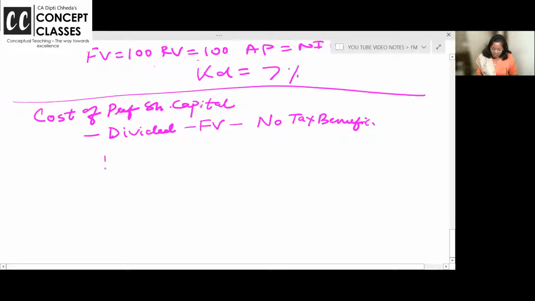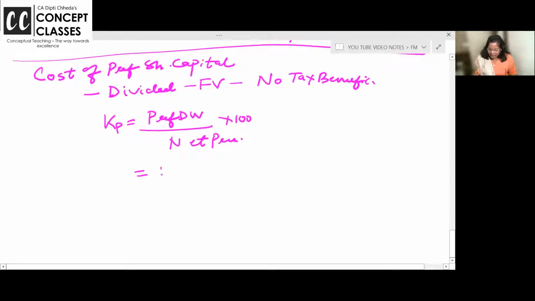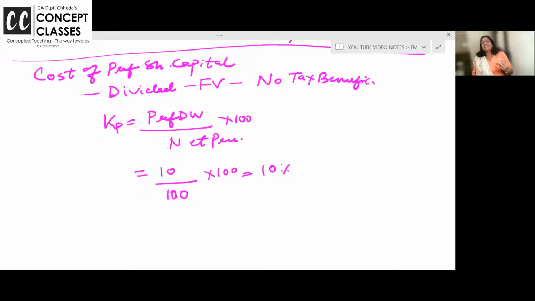So now KP is preference dividend divided by net proceeds, NP, into 100. So if I am paying 10% preference dividend, that is 10 rupees on face value, and 100 rupees is the net proceeds, into 100. What is my KP? 10%. Ma'am, this is super easy. In debentures you made us write so much notes. This is so very easy.